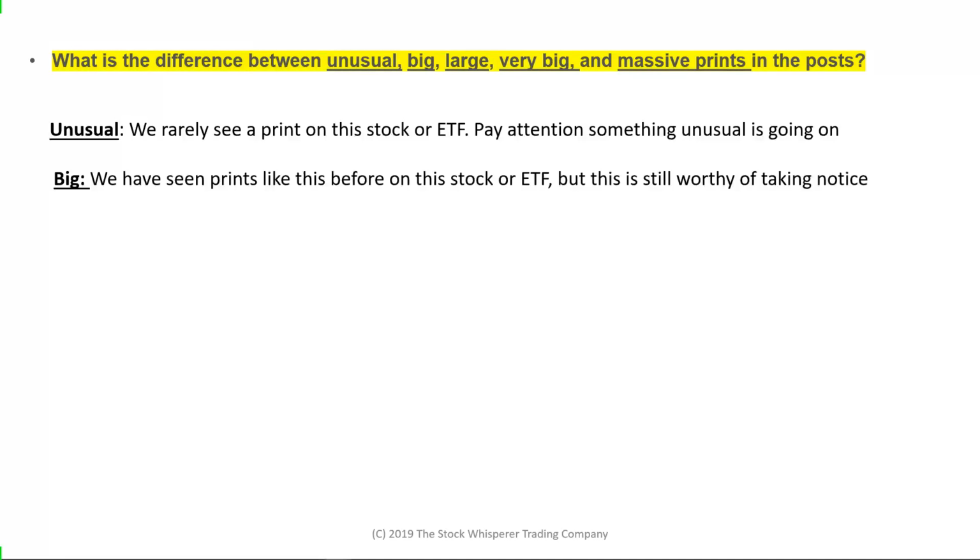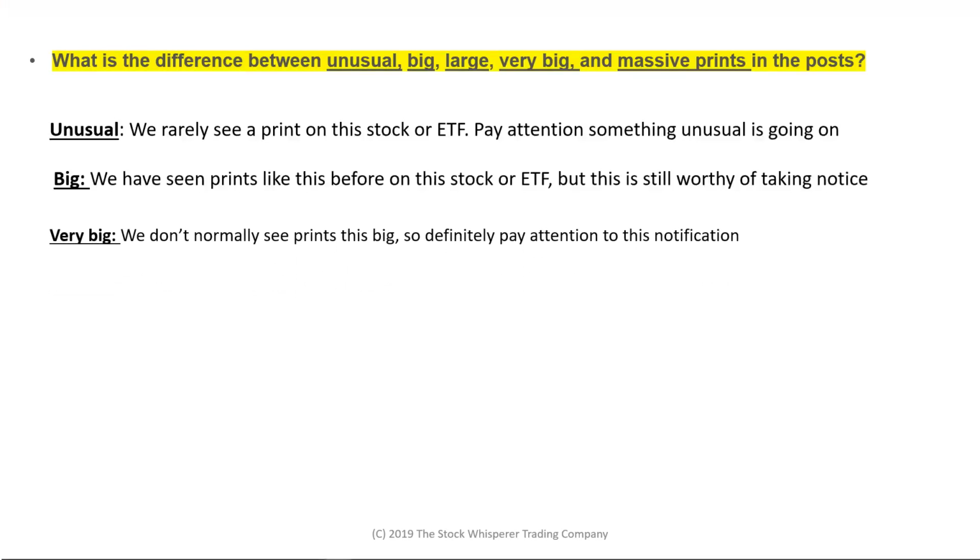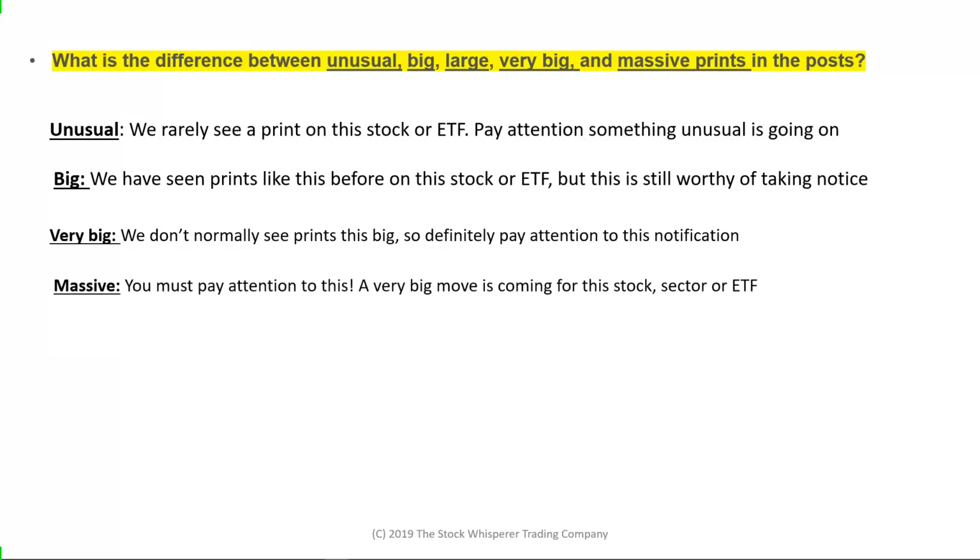So if I put big, it means we've seen prints like this, but you definitely want to take notice of this. Very big means we don't normally see prints this big. So definitely pay attention to this notification. A big move is going to happen. Massive. I have traders in my room that only pay attention to my massive posts. Okay. You must pay attention to this. Okay. A very big move is coming.